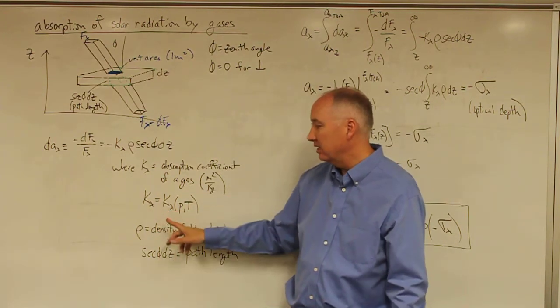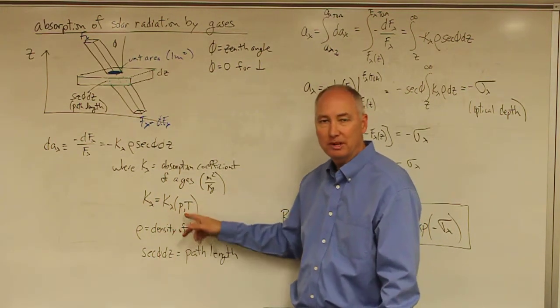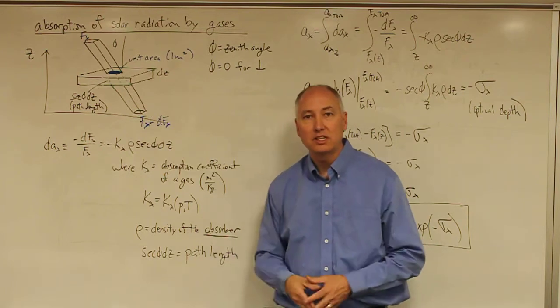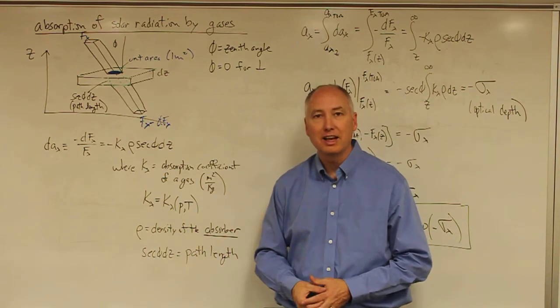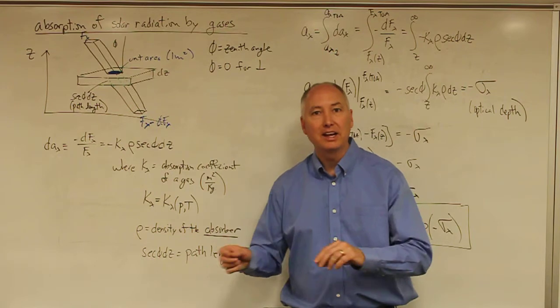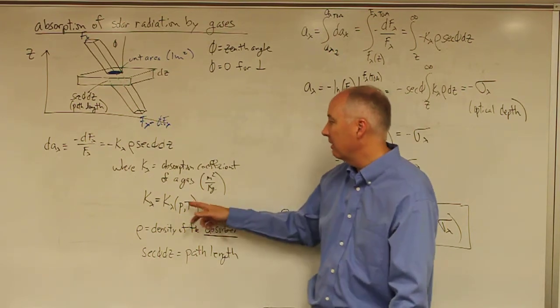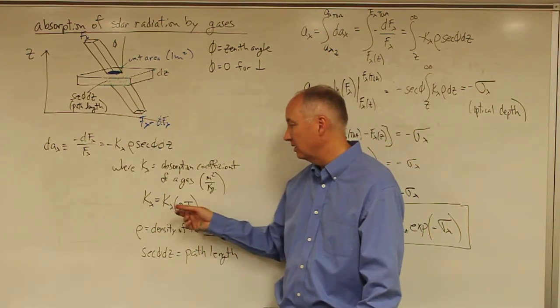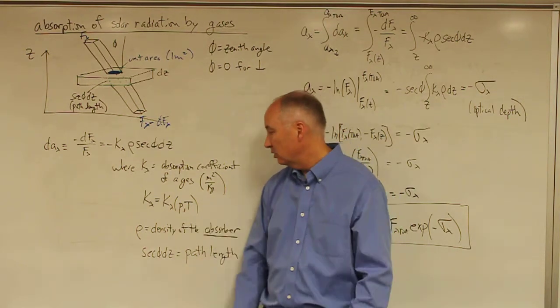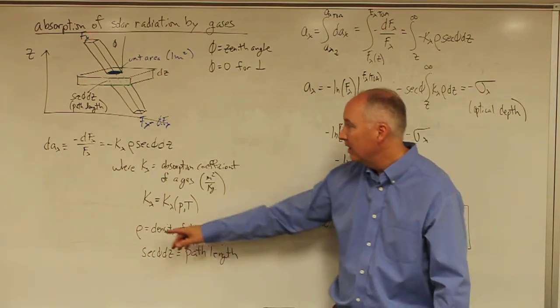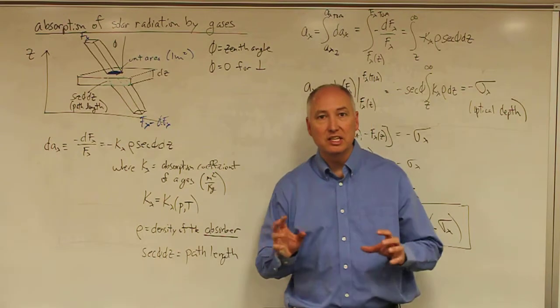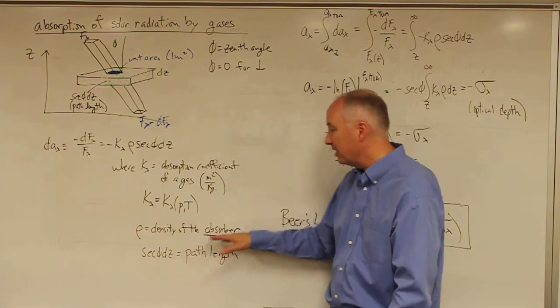Unfortunately, it is a function of pressure and temperature. So for a given gas in the laboratory, you would have to take measurements of that gas as a function of temperature and as a function of pressure in order to get the absorption coefficient for those two-dimensional absorption coefficients. The density is not the density of the air, it's the density of the absorber.